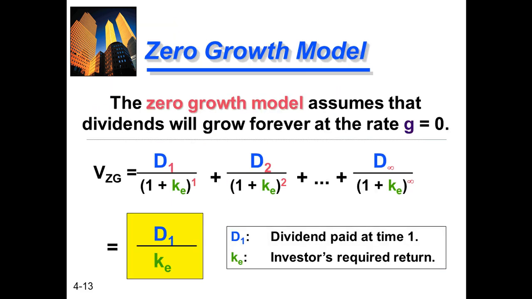Next, the zero growth model. The zero growth model assumes that dividends will grow forever at the rate of G equal to 0. It means that there is no growth. The same dividend is paid every year for all future years. So the value of the zero growth model is D1 divided by 1 plus KE, plus D2 divided by 1 plus KE, D3 divided by 1 plus KE whole to the power of 3, and so on till infinity. So it is reduced to D1 divided by KE because there is no growth. D1 is the dividend and KE is the investor's required rate of return.